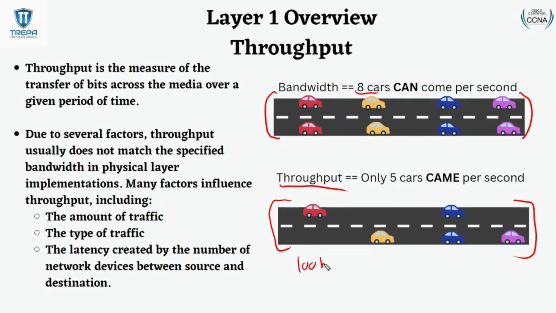Throughput is the actual measure of the transfer of bits across a media over a given period of time. So you may have 100 megabits of bandwidth per second, but because of multiple different factors, you may only get 70 megabits of throughput, actual data being transferred across that transmission medium. A number of different factors can affect your throughput compared to bandwidth. It could be your type of traffic, if you're getting a lot of jumbo frames or a lot of fragmentation. It could be the amount of traffic coming from different nodes connected to that transmission medium, right? It could also be the latency.